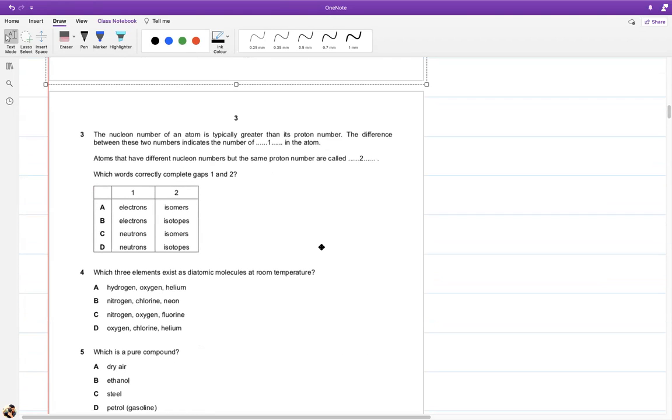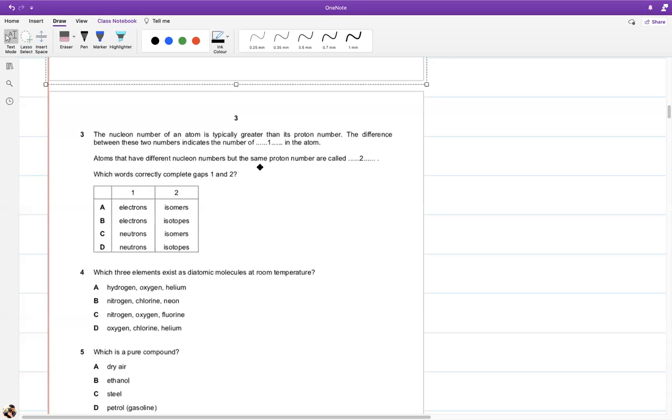All right, moving on. The nucleon number of an atom is typically greater than its proton number. The difference between these numbers indicates the number of what in the atom? The number of neutrons in the atom. There is one atom which has the same proton number and neutron number. Which one is that? Hydrogen. Hydrogen has one proton number and the same mass number. Why is that? Because it doesn't have any neutrons. That is why it's like that.